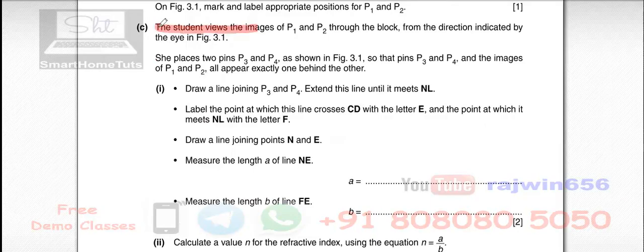The student views the images of P1 and P2 through the block from the direction indicated by the eye in figure 3.1. Okay, so that's the position of the eye. She places two pins P3 and P4 as shown in figure 3.1, so that pins P3 and P4 and the images of P1, P2 all appear exactly one behind the other. So all four pins P1, P2, P3 and P4 should appear to us in a straight line.